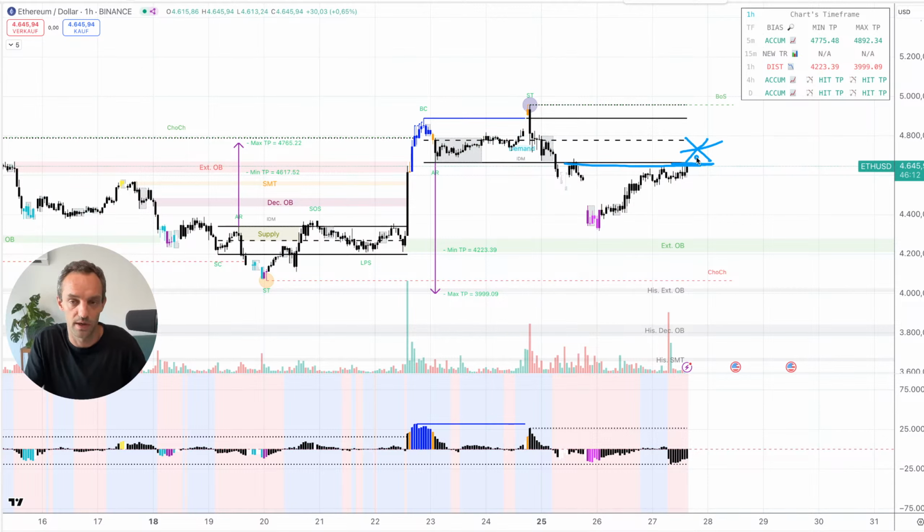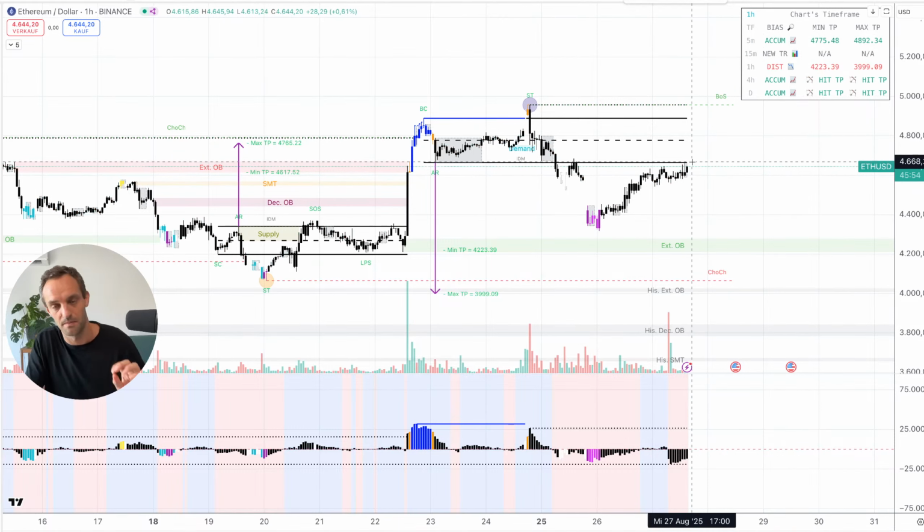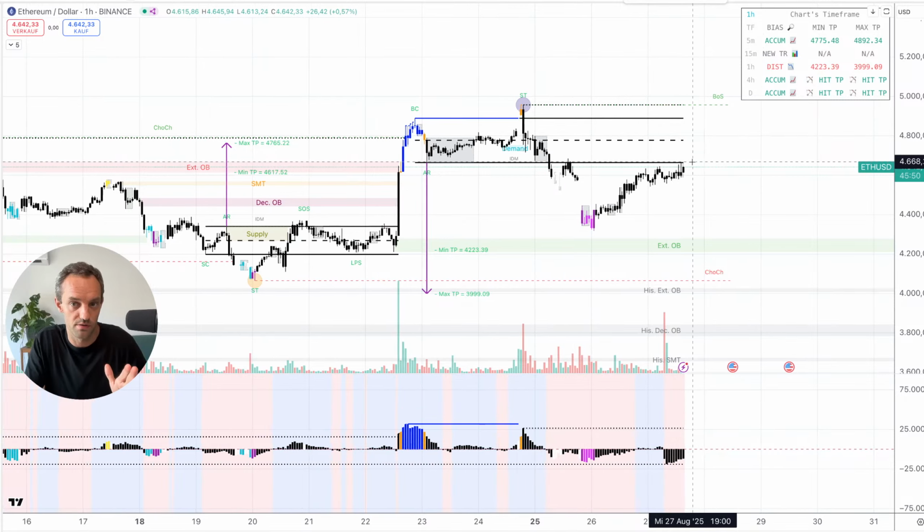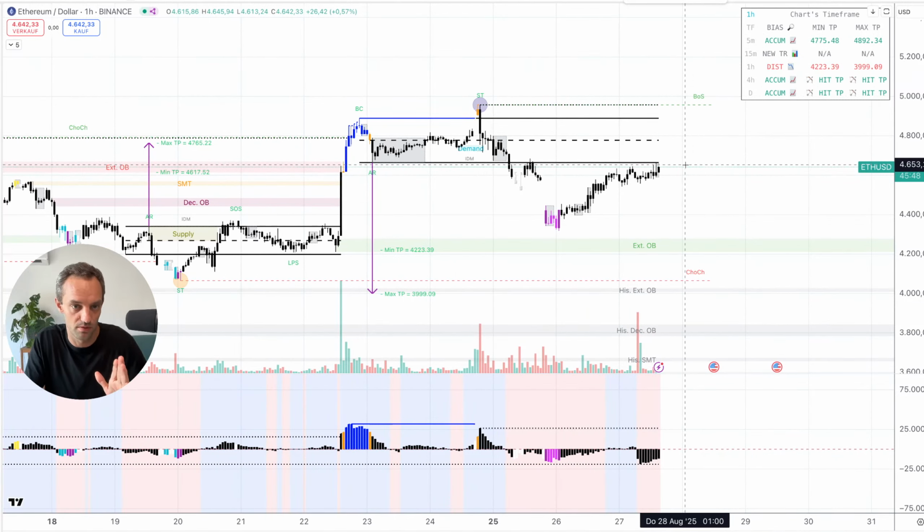If it goes back in the range, the probability is very high that we go to the other side of the range. Potentially get new all-time highs here, get some more liquidity. And then, of course, it's the question again, continuation or failure. But here we are below the Wyckoff range. And from my point of view, Ethereum really looks short at this point of time.